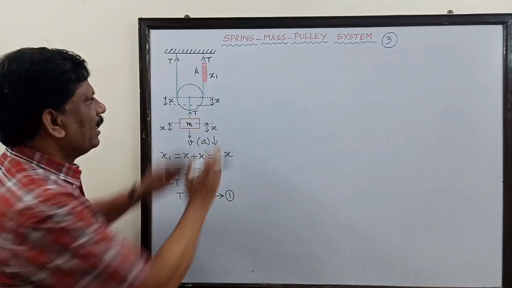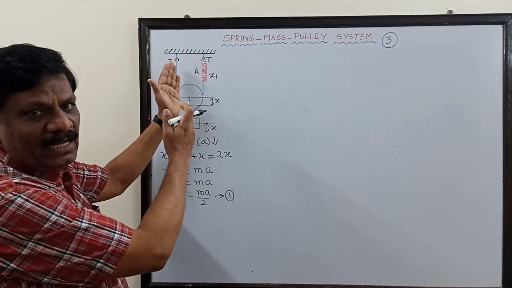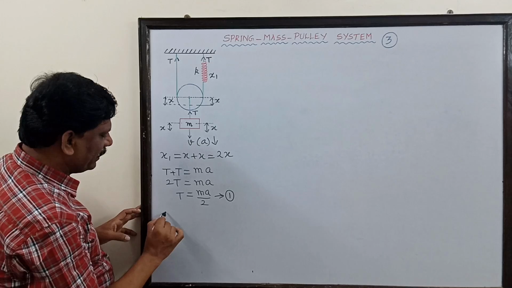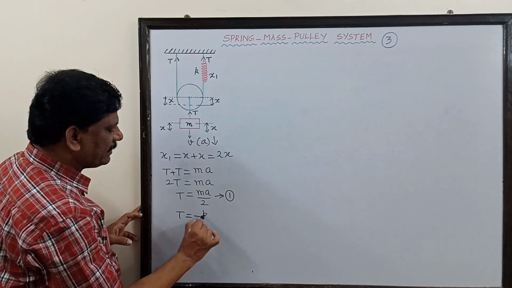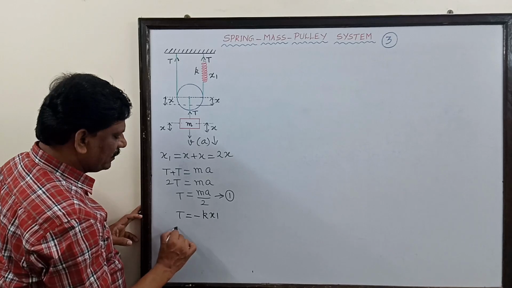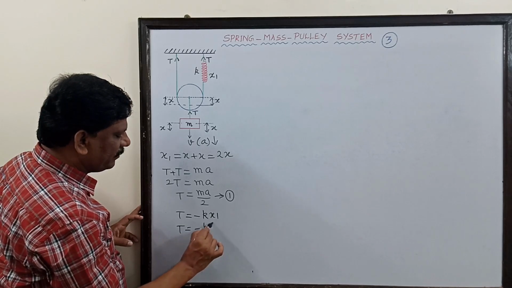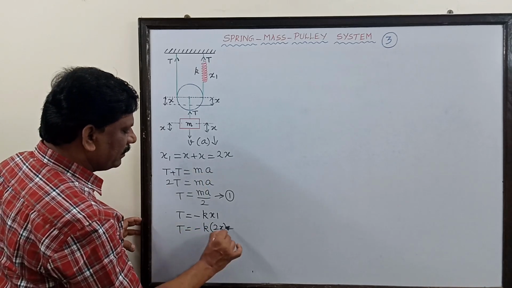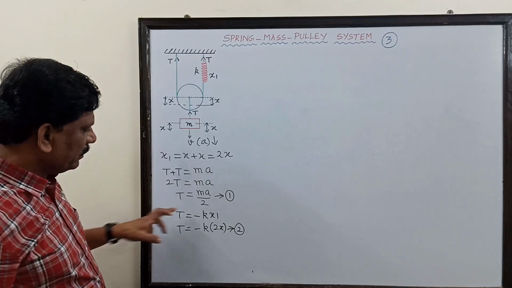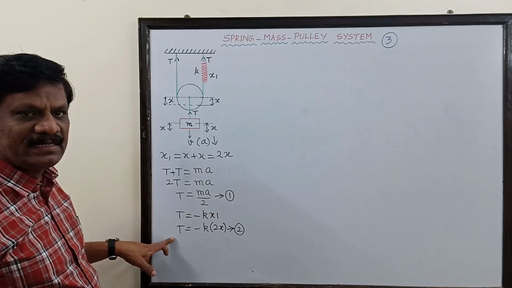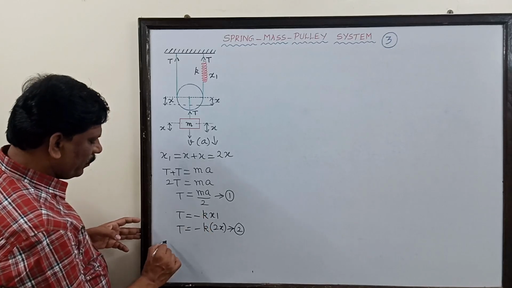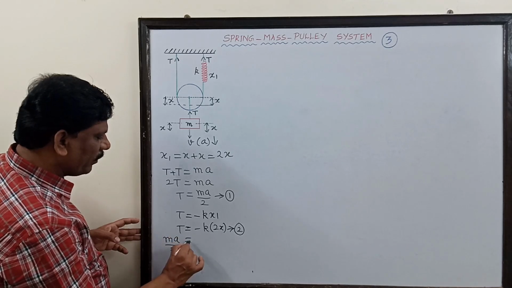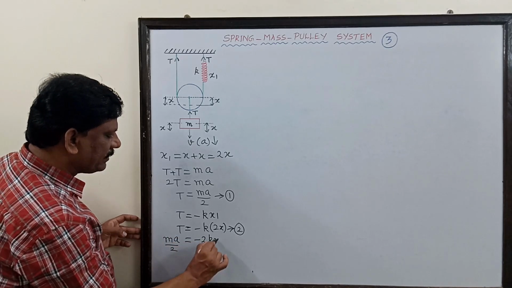You look at the spring, the arm which is containing the spring alone. So this tension T must be equal to minus K times x1. So for the spring, the tension T must be equal to minus K times x1, and x1 can be written as 2x. So K into 2x, and this is our equation 2. So equation 1 and equation 2 have the same left hand sides. I am going to equate them. So from equations 1 and 2, MA by 2 must be equal to minus 2kx.